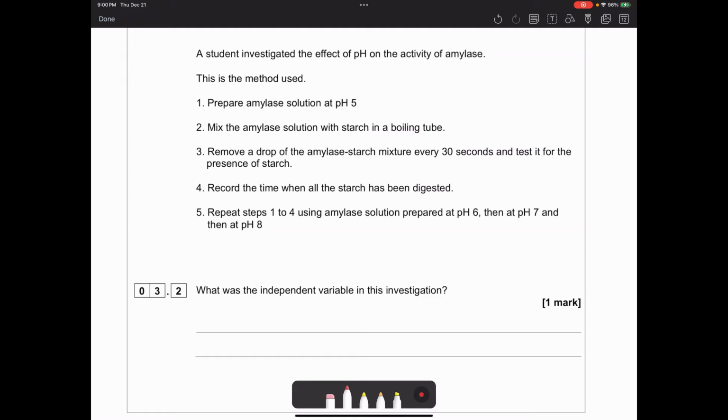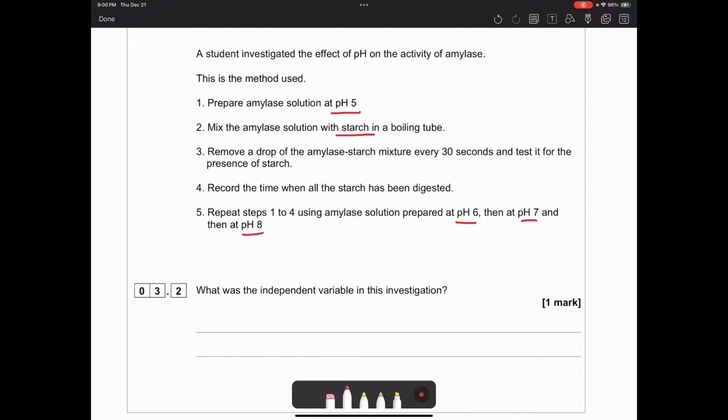So the student investigated the effect of pH on the activity of enzyme amylase. This is the method they used. They prepared amylase solution at pH 5. They mixed the amylase solution with starch in a boiling tube. They removed a drop of the amylase starch mixture every 30 seconds and tested it for the presence of starch. They recorded the time when all the starch had been digested. They then repeated steps 1 to 4 using amylase solution prepared at pH 6, then 7, then 8.